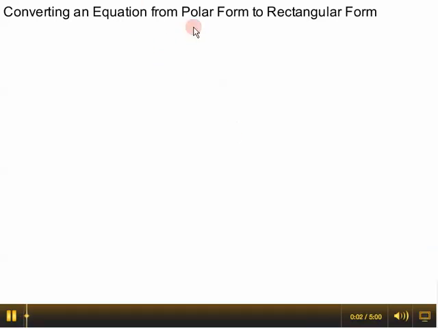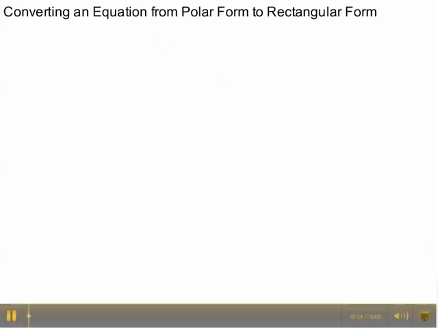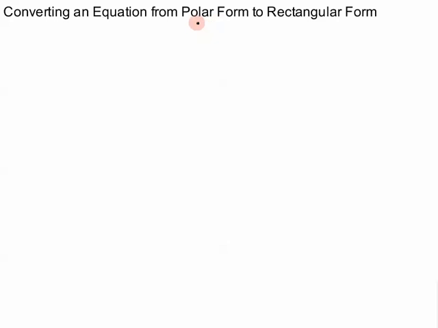Okay, here we will convert equations in polar form to rectangular form. What that means is we'll take an equation that has r and theta from polar form to rectangular form that involves x and y. So our final answer here should only have x and y. So what conversions will we be using?